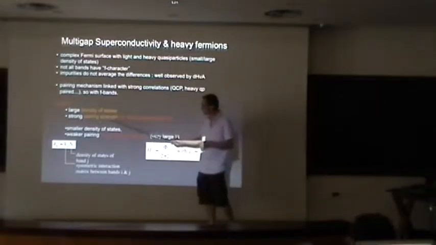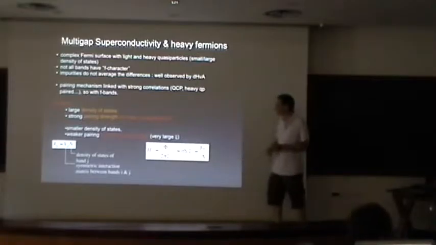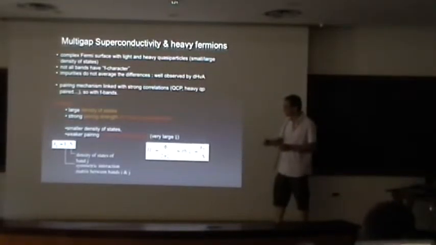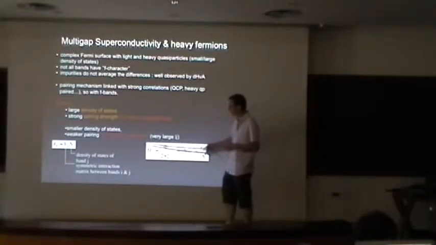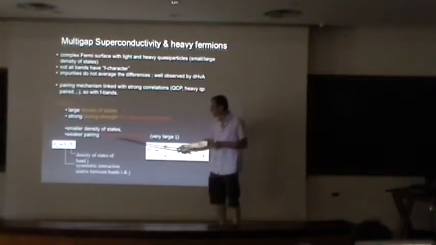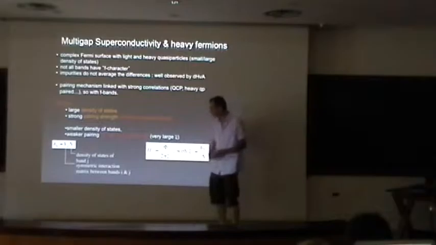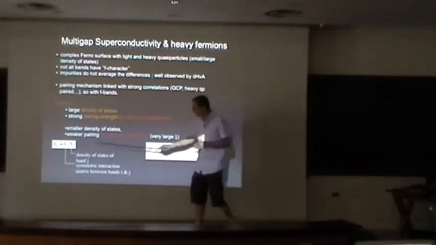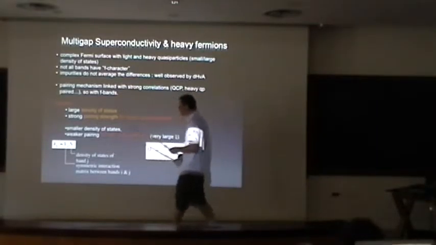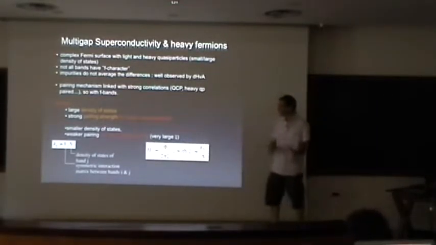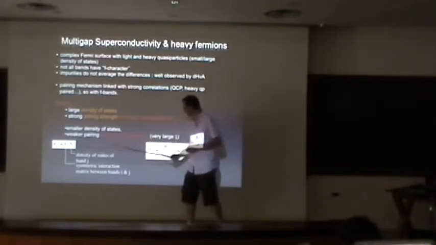Moreover, you have a large density of states and strong coupling, so these F-bands, these heavy quasi-particles, are the dominant band for superconductivity. The other ones have less correlation, a smaller density of states, and probably a weaker Fermi velocity also. So you expect to have coupling constants which are large for the heavy quasi-particles and much smaller for the other ones. Of course, what you don't know is the interband coupling.